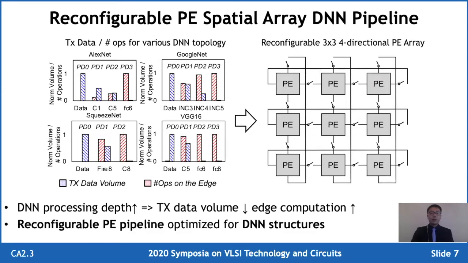To provide a DNN processing pipeline and account for various DNN topologies, we have designed a reconfigurable PE spatial array. In the 3x3 PE array, each PE's input and output can be connected to one of the four neighbors. Such an implementation provides a fine-grained control over workload distribution and data flow optimized for diverse DNN structures.